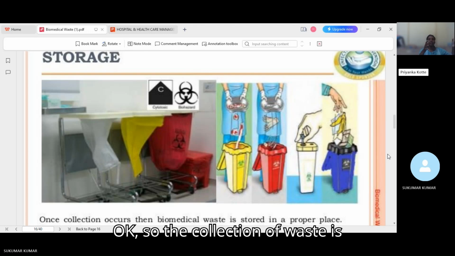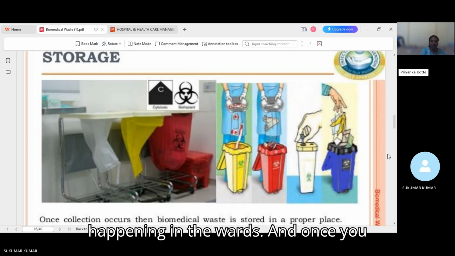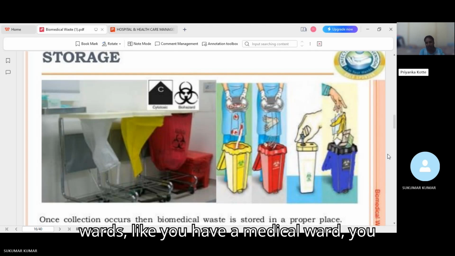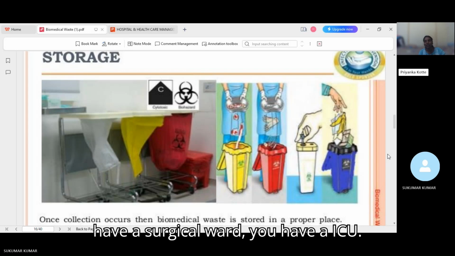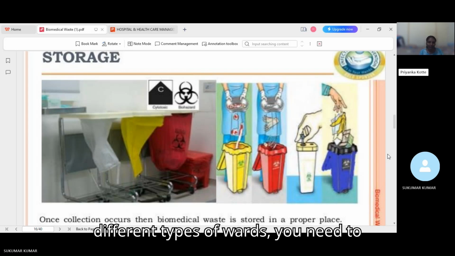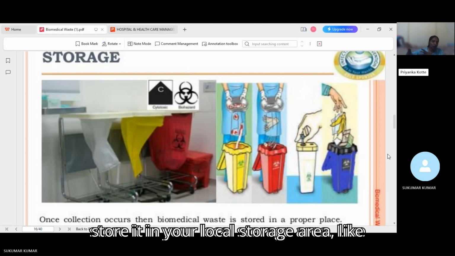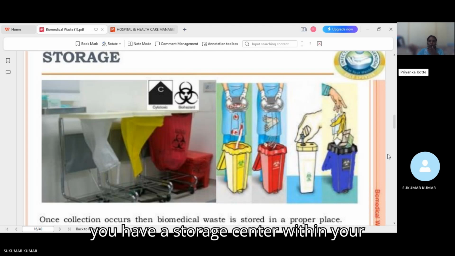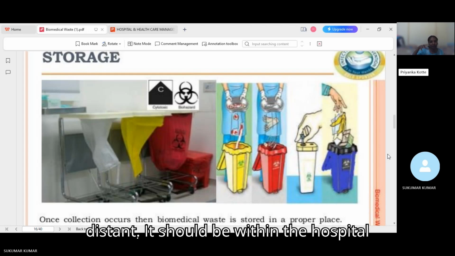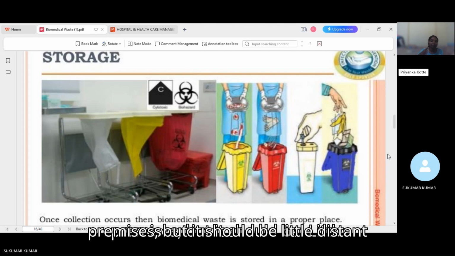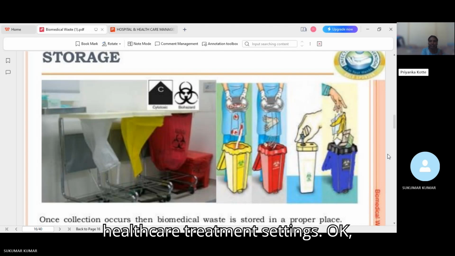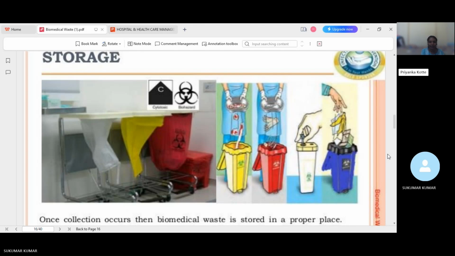So the collection of waste is happening in the wards, and once you have collected the waste from each of the different wards, like you have a medical ward, a surgical ward, an ICU, you need to store it in your local storage area. Like you have a storage center within your hospital building. It should be within the hospital premises, but it should be a little distant from the wards, distant from the healthcare treatment settings. Okay, so that is the storage.